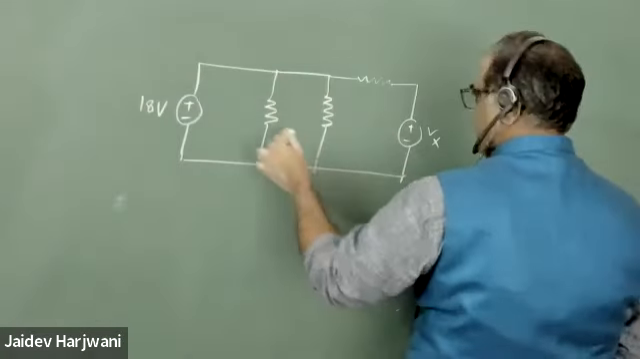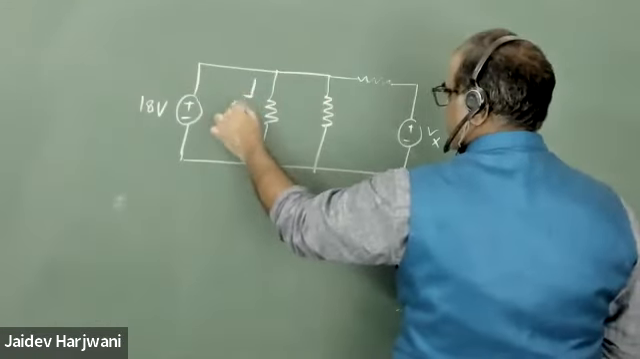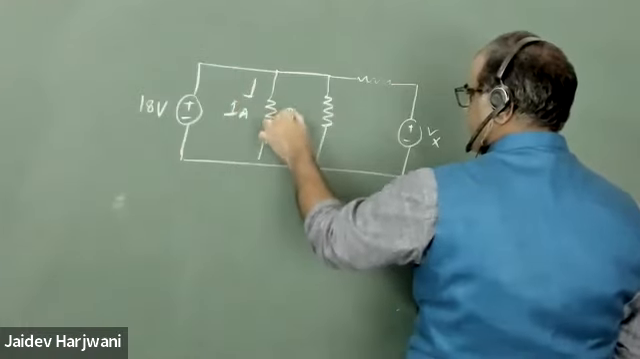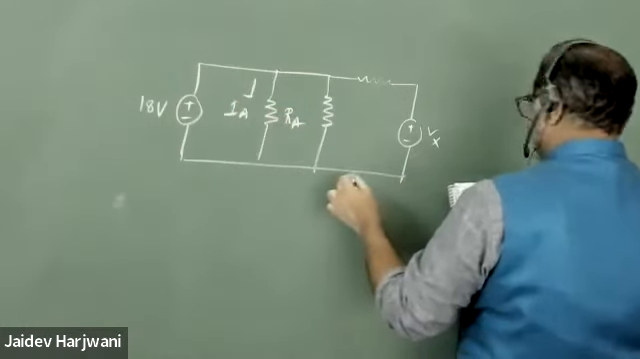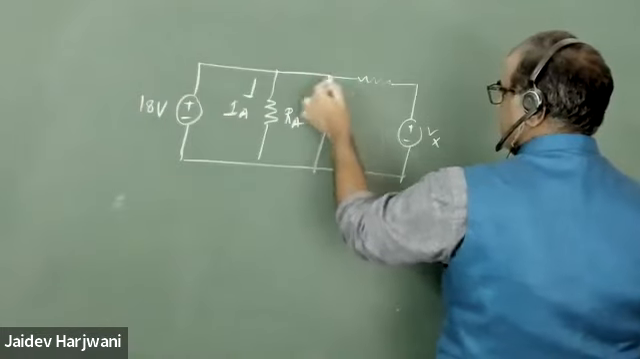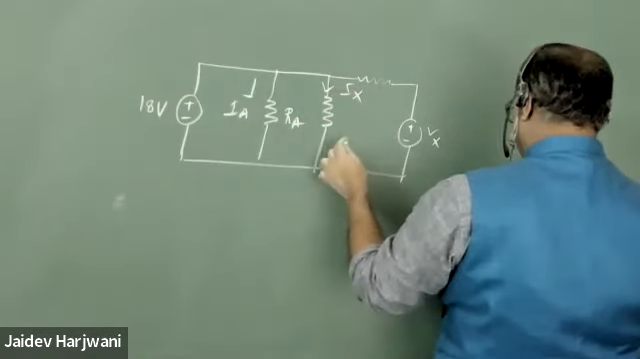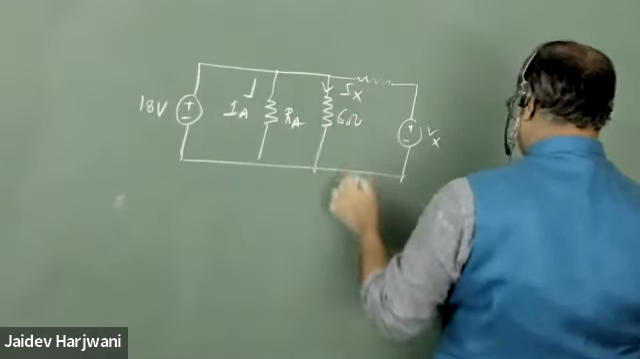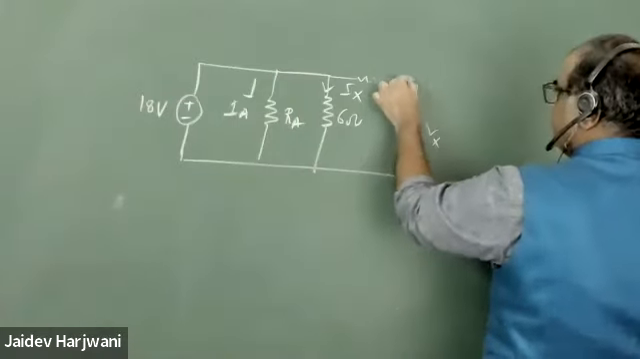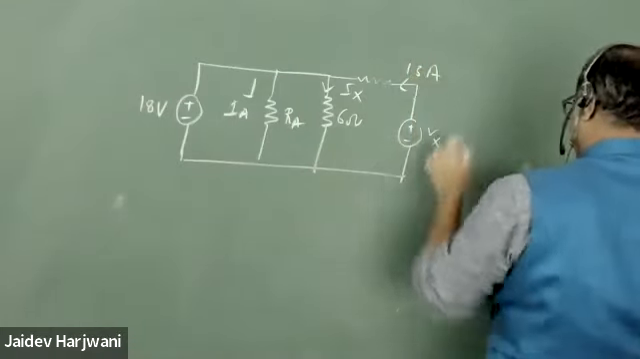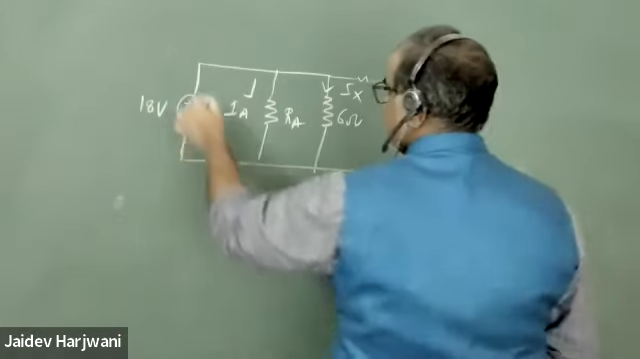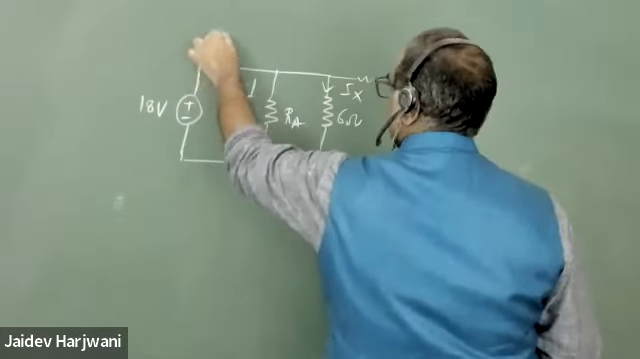So this is my current, going say IA. This is my RA. Say the current going in this branch is IX, and the resistance is 6 ohm. This source is giving 13 ampere current, and this source is giving 8 ampere current.